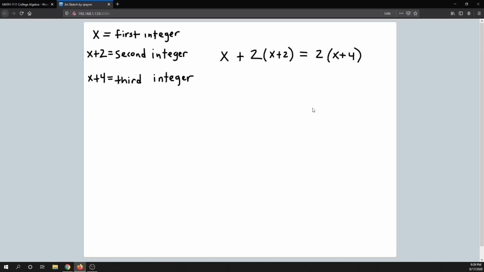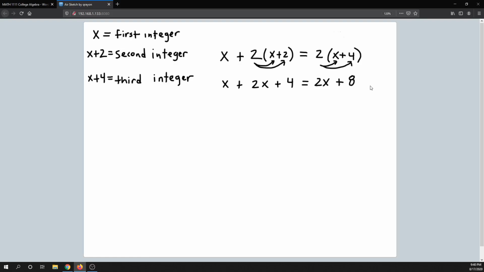Next up, what we want to do is to solve that equation. All right, so remember the first thing that we will do is to simplify both sides as much as possible. So we can do that by distributing the 2 through the parentheses over here on the left side and distributing the 2 through the parentheses over on the right hand side. So on the left hand side we have x plus 2x plus 4. Over on the right hand side we have 2x plus 8 after we do the distributing.